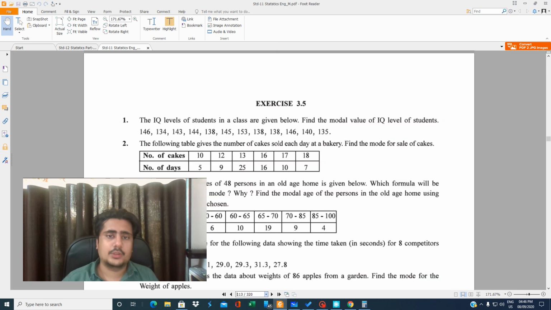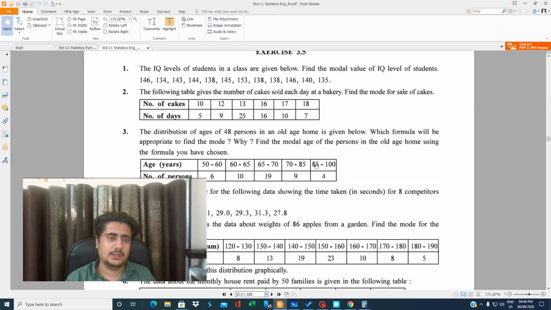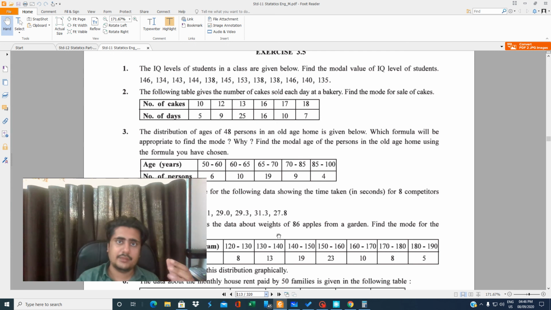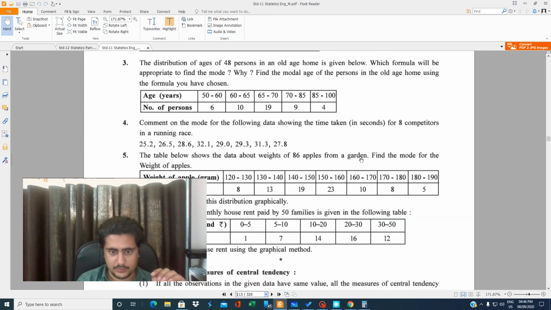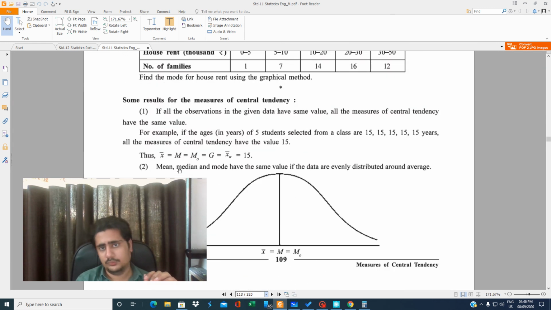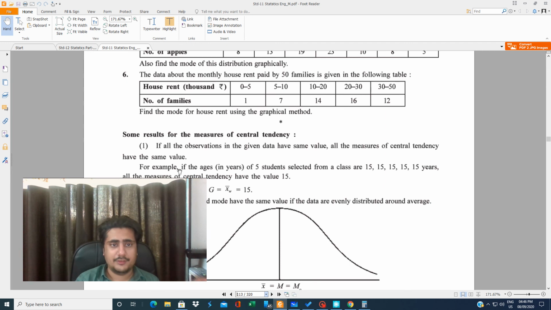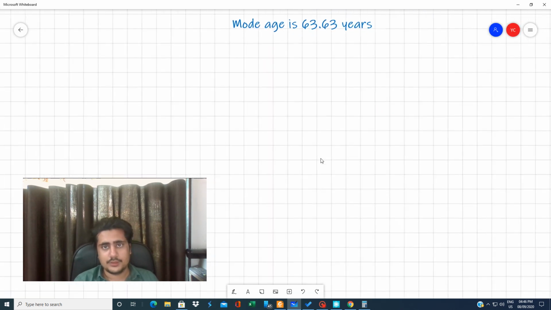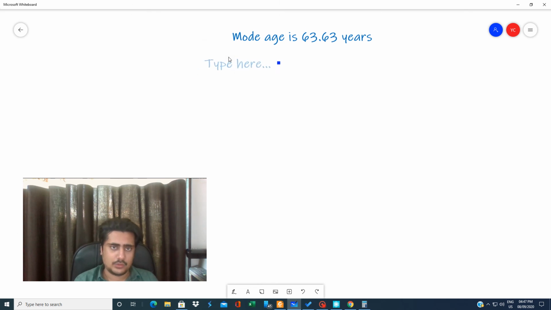Now again come to exercise 3.5. So we have done mode when frequency is more than one time. We have done mode when classes are unequal. The sixth question I will be solving now. Actually, the question is like: find mode for housing using the graphical method. Then also I'll find it with my empirical formula. Just we are practicing the sum, so I'll do it like this. Exercise 3.5, sum number 6.